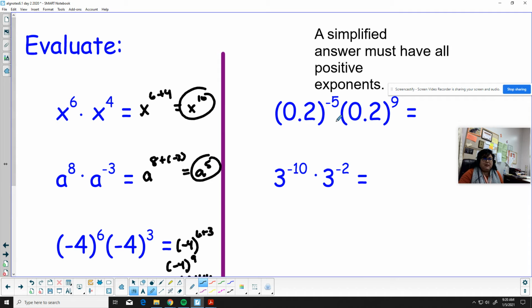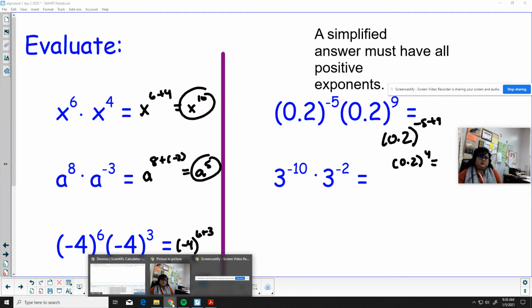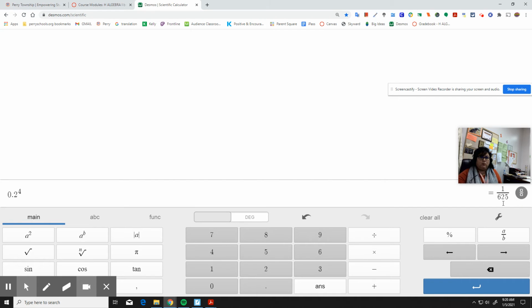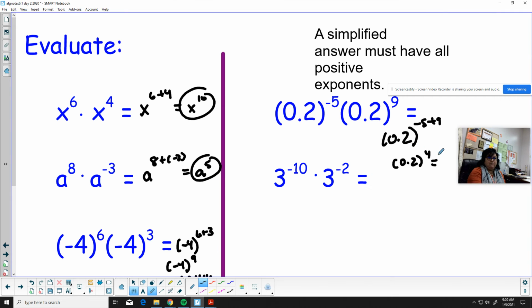Over here, bases are the same and I'm multiplying, so 0.2 to the negative 5 plus 9, so 0.2 to the 4th. Again, I don't know what that is, so 0.2 raised to the 4th power, and I want the fraction, not the decimal, is 1 over 625. Actually, we could probably do the decimal here since it's a decimal to begin with. Actually, let's just stick with the fraction. So 1 over 625 is my answer.